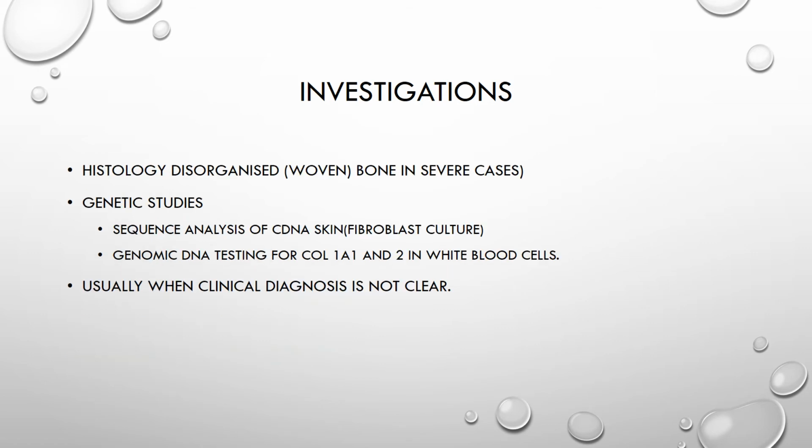For investigations, you can do histology as well, which will show disorganized woven bone in severe cases, and genetic studies can be done. Genetic analysis of the cDNA from skin, doing a fibroblast culture. Then we can do genomic DNA testing for the collagen 1 alpha 1 and alpha 2 in white blood cells. Usually this is done when the clinical diagnosis is not clear, but osteogenesis imperfecta can be diagnosed clinically.